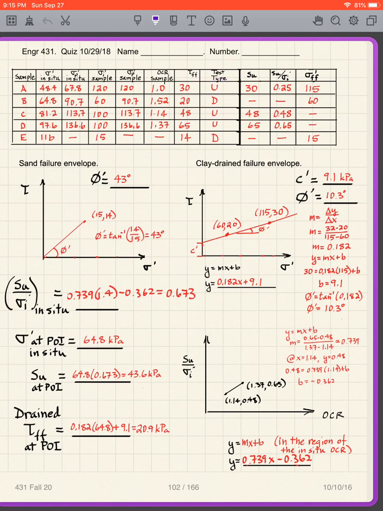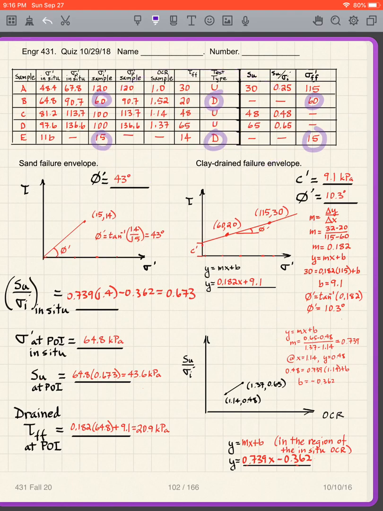So I'm getting SU, the undrained shear strength, from that, and then I simply take the SU over the sigma prime I of the sample, do that division, that gives me that column. And then the sigma prime FF. Well, for the drained tests, because there is no excess pore pressure, the sigma prime FF values are the same. So that's the same, that's the same, for these drained tests.